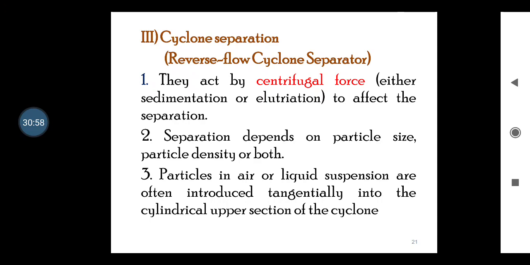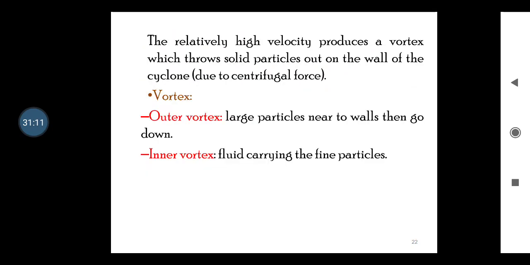As far as the construction and working is concerned, particles in air or liquid suspensions are often introduced tangentially into the cylindrical upper section of the cyclone. The relatively high velocity produces a vortex which throws the solid particles out onto the wall of the cyclone due to the centrifugal force. So the vortex is formed depending upon the particle size. The outer vortex is for the separation of larger particles, which are nearer to the wall and then go down due to their high density and settle at the bottom.